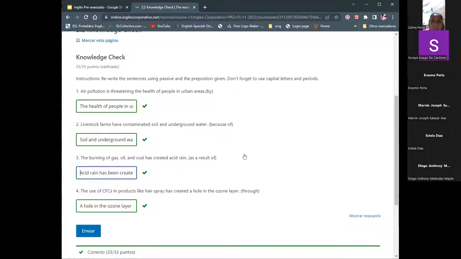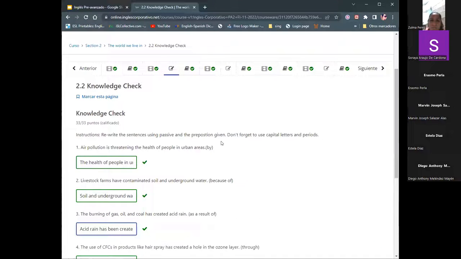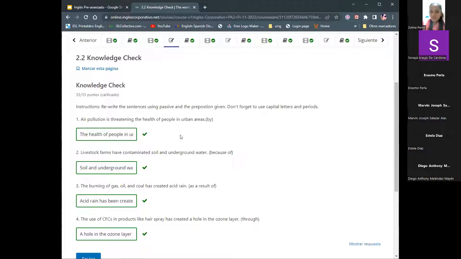Yes, all of them are correct. So if you check it, this is just passive voice. We will study this later if we have time. The health of people in urban areas is being threatened by air pollution. Exactly, Nady. So this is just passive voice, right? And also the preposition, right? Because of, as a result, through. So this is kind of complicated, but you need to practice and it will be easier. Any other question about the platform?